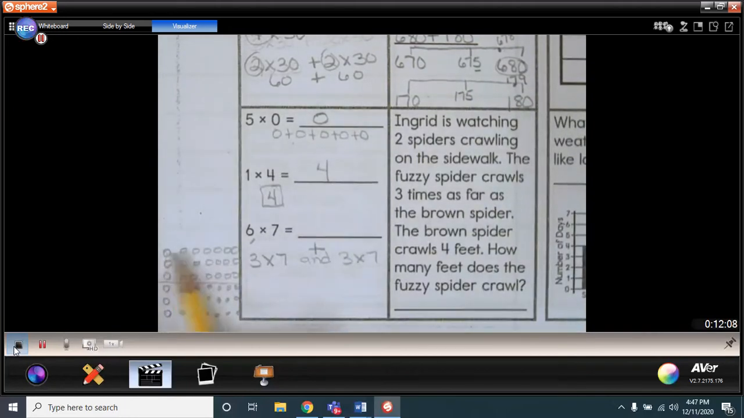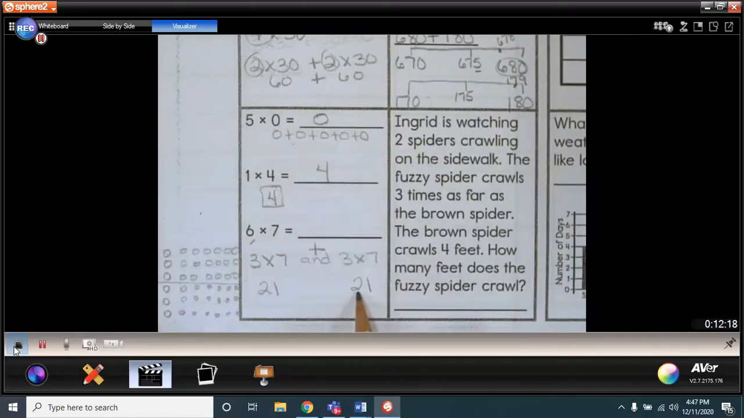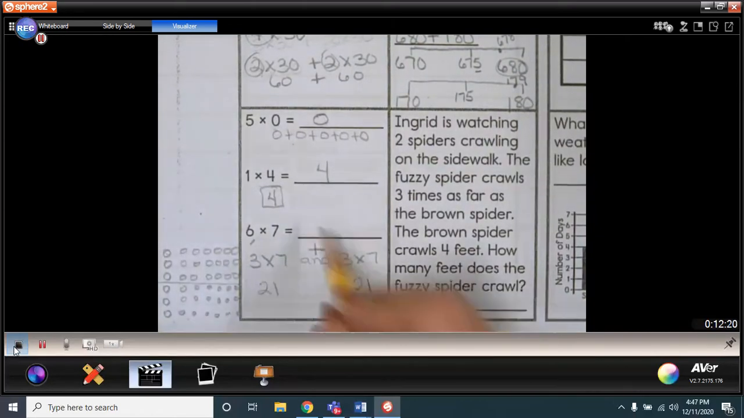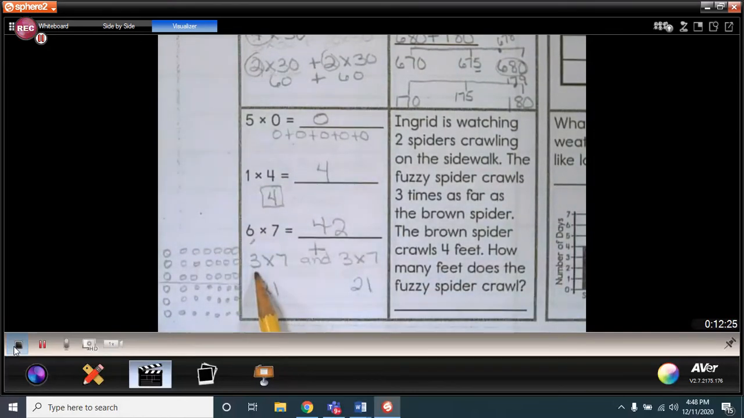It's going to be easier for me to say 7 plus 7 plus 7 is 21. And these 3 rows of 7 should also be 21. And 20 and 20 is 40, and 1 and 1 is 2. So I have 42. So I'm doubling my 3's. I'm doubling my 3 to make 6, and I can double 3 times 7 to give me 6 times 7.